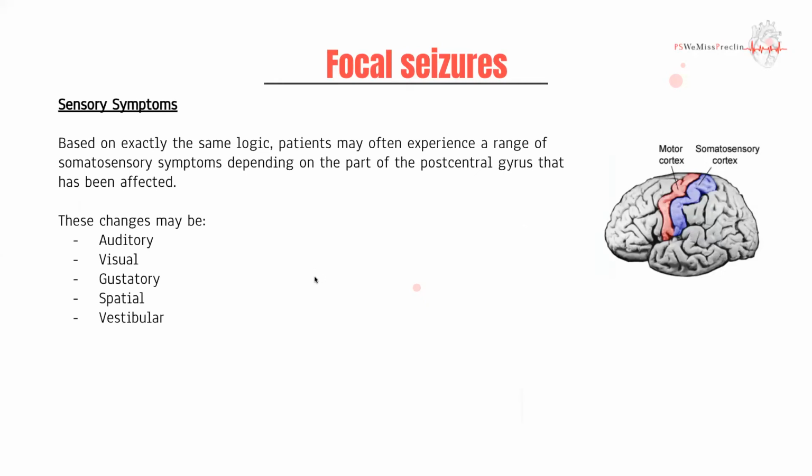The very same thing goes for your sensory symptoms. Now you can have sensory symptoms that are auditory, visual, gustatory, spatial, and vestibular. So auditory, straightforward, you hear things. Visual, you see things. Gustatory, you taste things. Specifically ask for a metallic taste in their mouth.